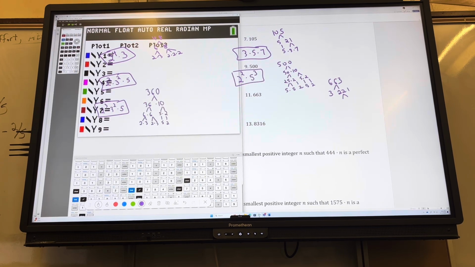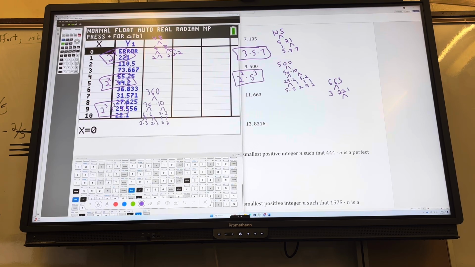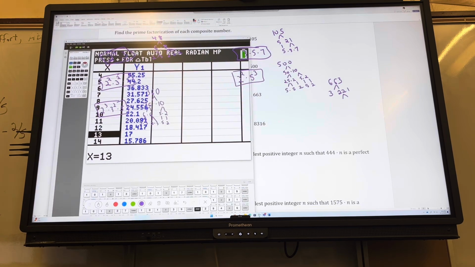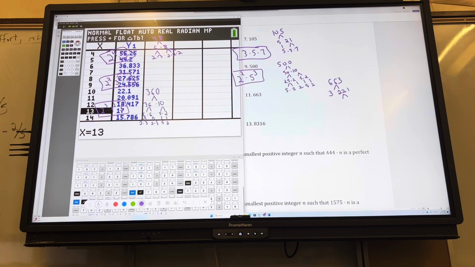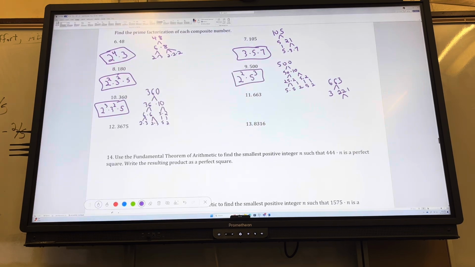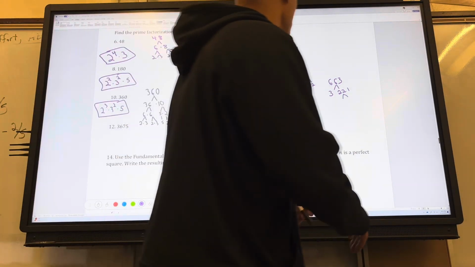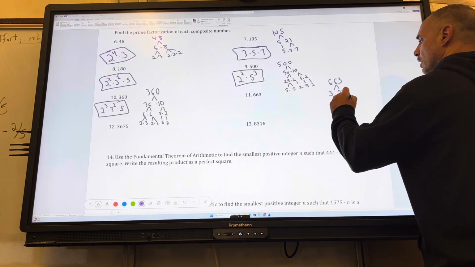Here's the neat little trick. I could do 221 divided by x, and I can go to second graph and get a table of values. Looks like 13 times 17. 221 is 13 times 17. I think I should have known that. All right, 13 times 17.